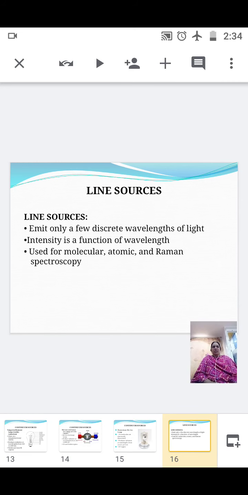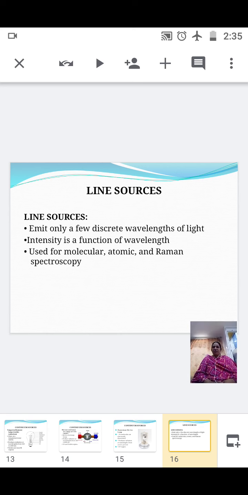Then coming to the next one, line sources. So what are line sources? In the first classification of different types of sources, we saw that sources are classified into two types: continuous sources and line sources. Line sources are those capable of emitting radiation with discrete, well-defined frequencies or wavelengths. They emit only a few discrete wavelengths of light.